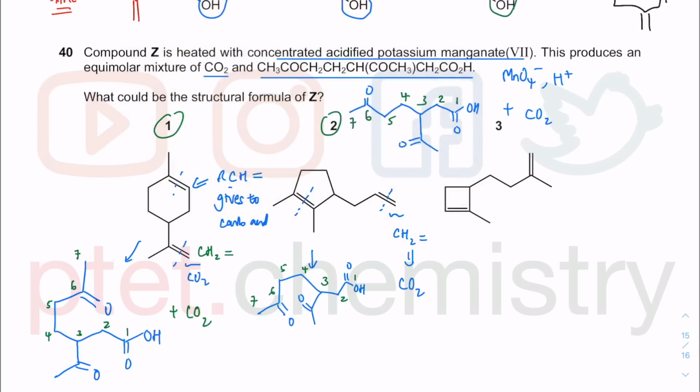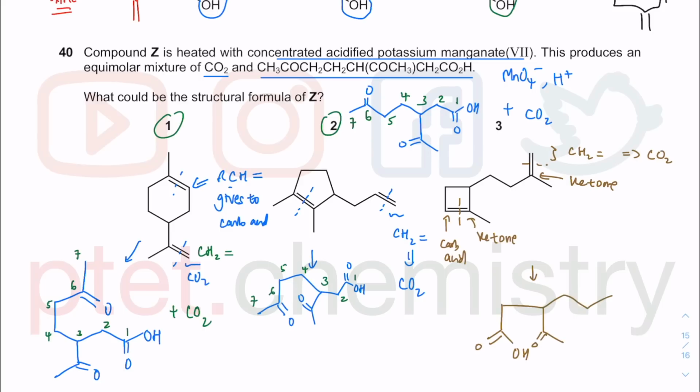Last but not least, let's go through this weird looking structure. This thing here, CH2 double bond, will give me a CO2, no problem. This one will give me a ketone. This one here will give me a ketone. And then the one on the far left, there's a hydrogen there, so this one will give me a carboxylic acid. So let's draw. That thing gives me a carboxylic acid. That thing gives me a ketone. That thing gives me a ketone. And I get a CO2.